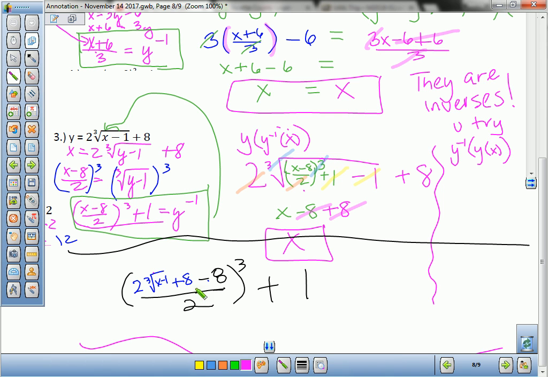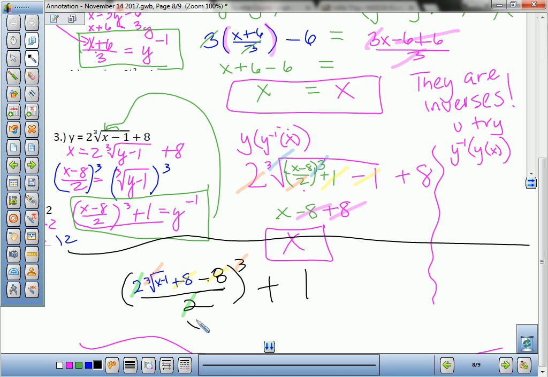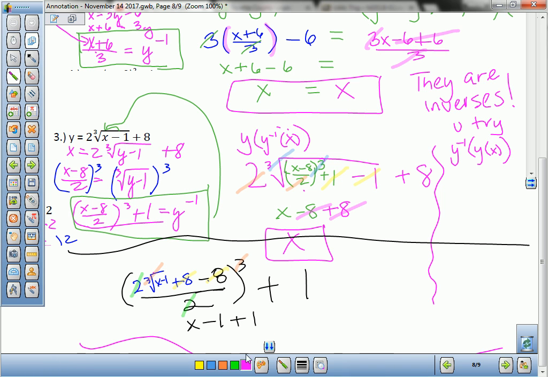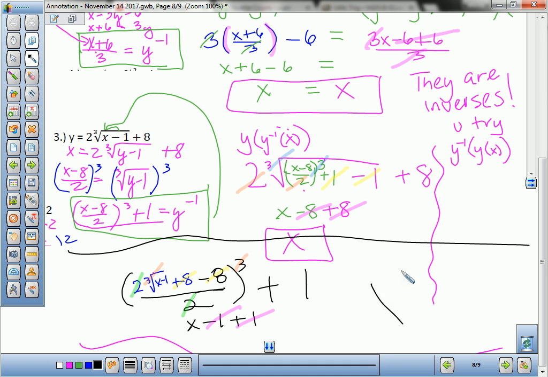Okay, so now it's canceling time. I'll start with yellow. 8s, cancel. I'll go to green. The 2s, cancel. I'll go to orange. The cube root and the cube, cancel. I really feel like it's now time to rewrite. What is left is just the x minus 1, but what is left out here? Plus 1. So we'll finish off with pink and say cancels, cancels. And my answer is X.